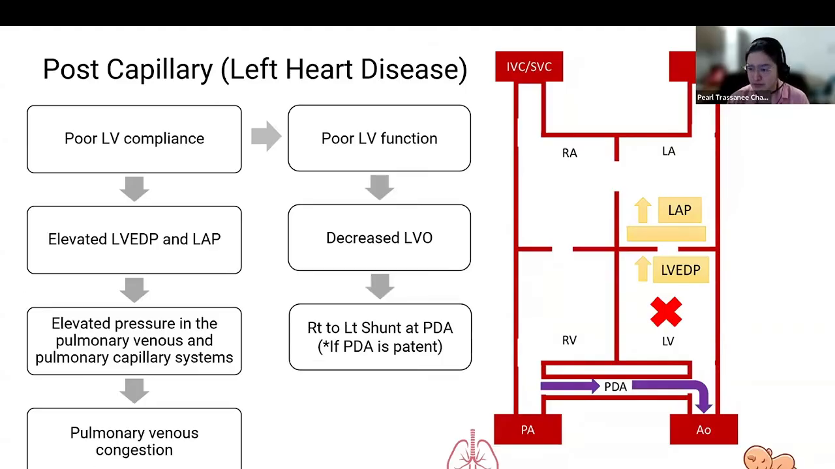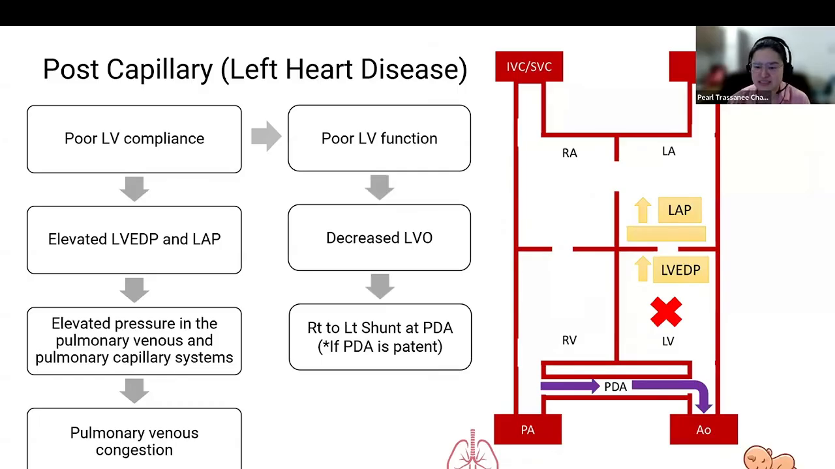Now let's move from the pre-capillary phenotype to post-capillary pulmonary hypertension. Unlike pre-capillary disease, where the problem starts in the pulmonary vasculature, in this phenotype the pathology begins on the left side of the heart due to poor left ventricular compliance or poor left ventricular function. A stiff ventricle, even if it contracts normally, cannot relax adequately to accept blood during diastole. Similarly, a weak ventricle may not generate enough forward flow during systole.